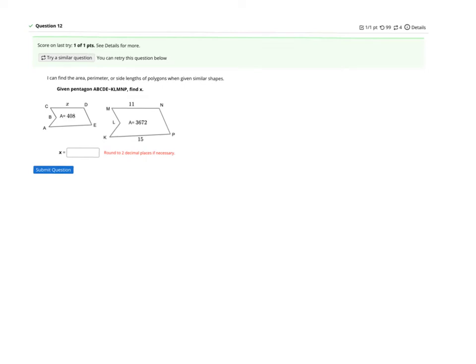This is question 12 on the chapter 8 quiz. And we want to find x if we're given that the two pentagons are similar to one another. To do that, I'm going to start off by looking at the area ratio because they give us the areas of both of these figures.